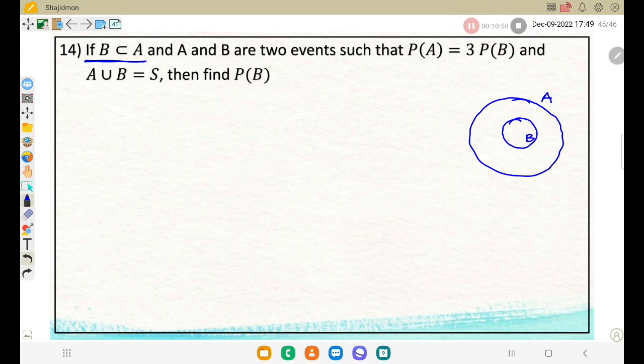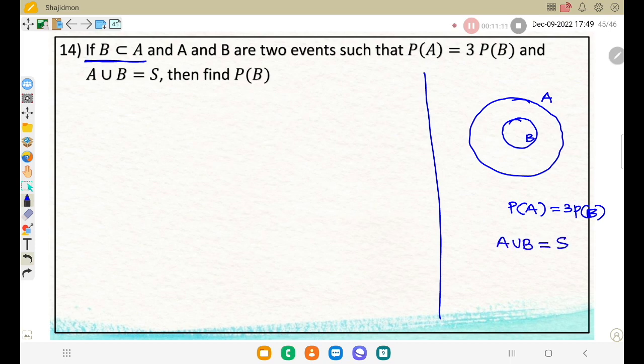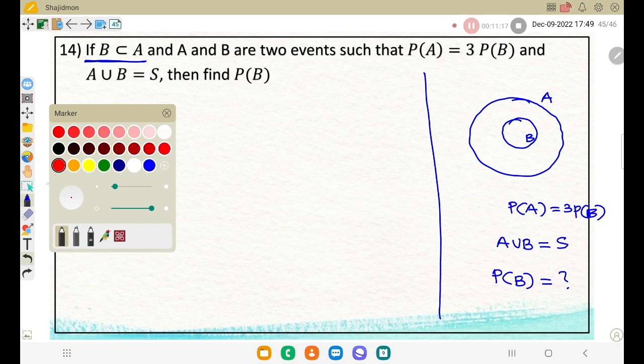A and B are two events such that the probability of A equals 3 times the probability of B, and A union B equals S. S means sample space. What is the probability of B? That is the question. Probability of B equals how much?